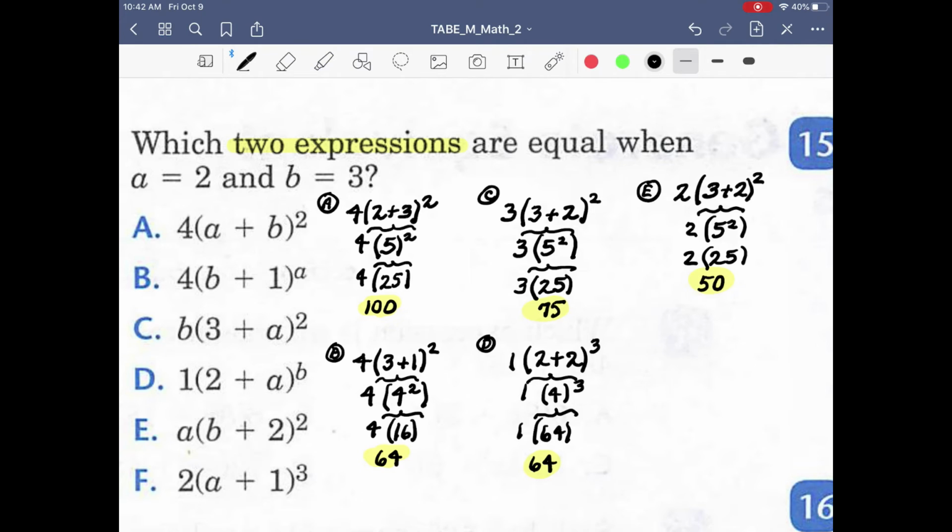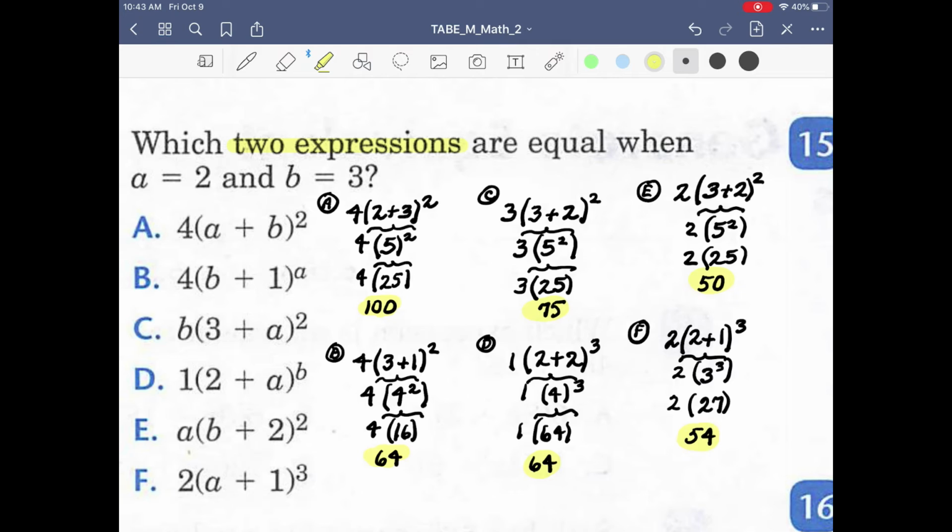And finally, F, we have 2 times 2 plus 1 to the third power. So there is no B in this problem, and that's okay. You can have any combination of variables. So 3 to the third, that's 3 times 3 times 3 is 27. And then 2 times 27 is 54.